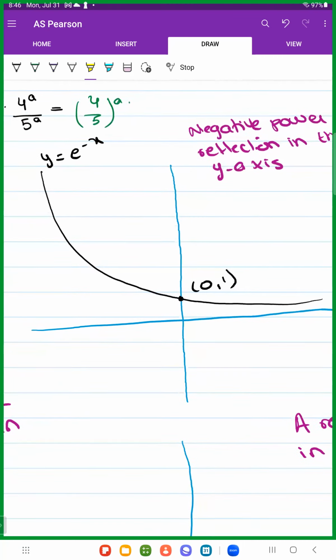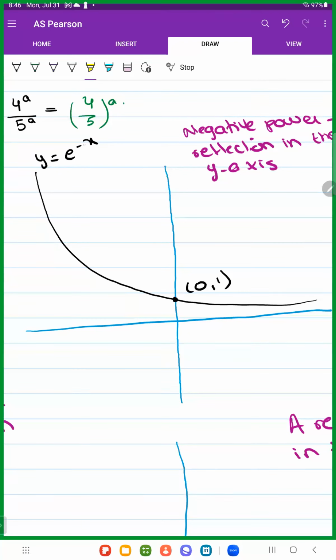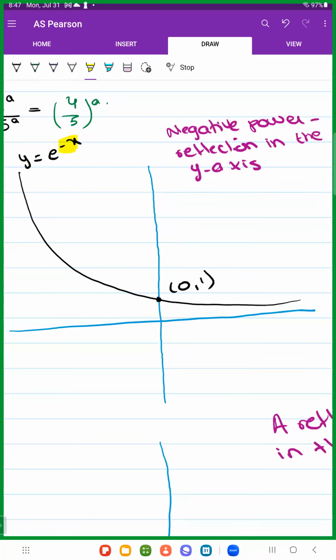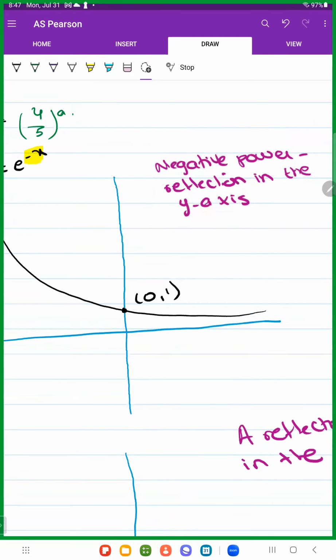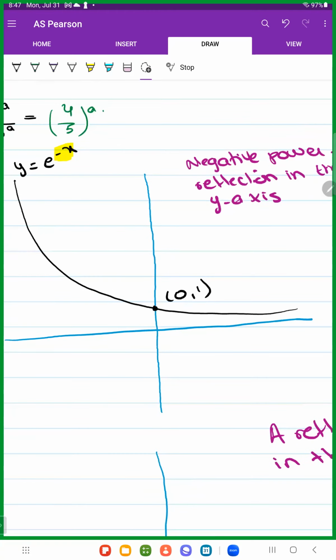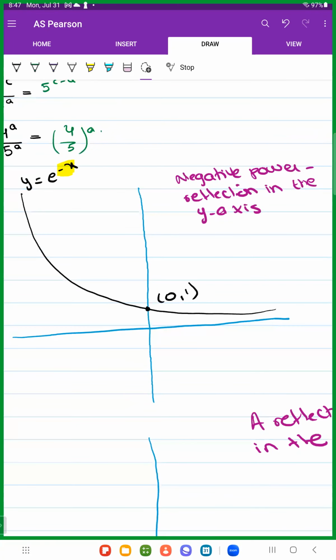Let's talk about e to the power minus x. Now what you're looking at, there is a negative in the power. Whenever there's a negative in the power, it's a reflection in the y-axis. What does a reflection in the y-axis mean? It basically means you're keeping a mirror in the y-axis and reflecting it. So whenever there is a negative power, it is a reflection in the y-axis.